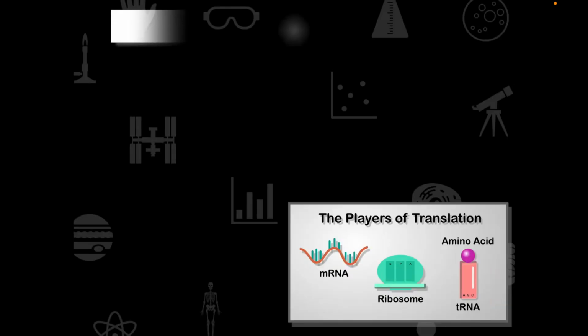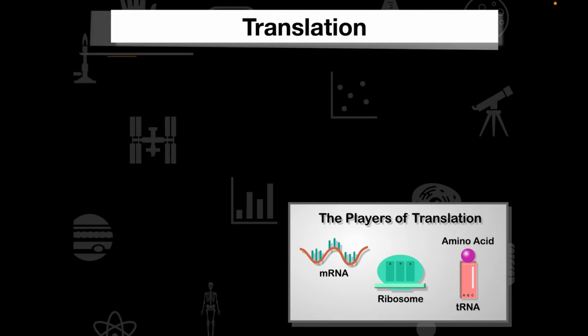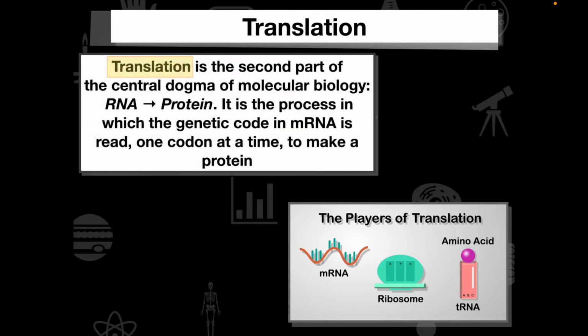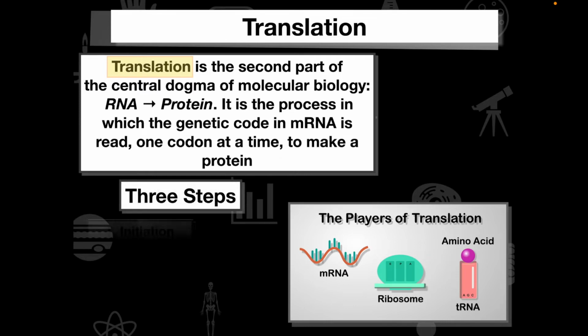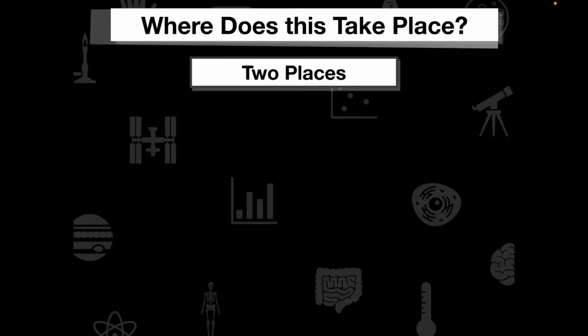Alright, so what specifically is translation when we're going through and thinking about this? Well, translation is going to be the second part of that central dogma. We're going from RNA into protein, and it's the process in which the genetic code in mRNA is read. Now we're going to talk about codons, and it's being read one codon at a time. Now there are three main steps, the same as transcription. We have initiation, elongation, and termination. These are the processes that we're going through and looking at.